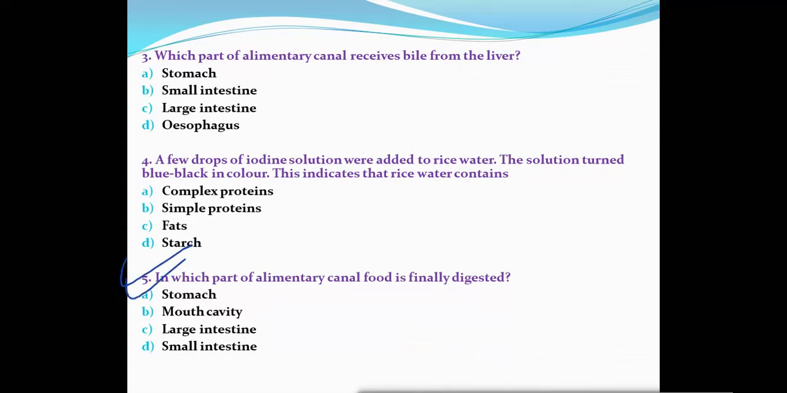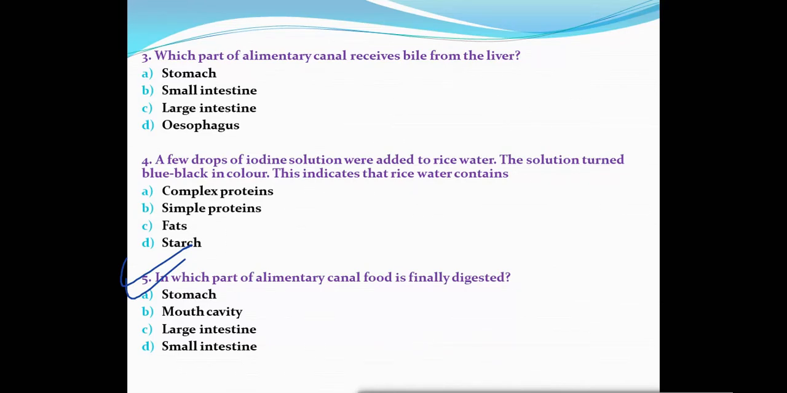Okay, if you know the answer, give the answer in the comment box. In which part of the alimentary canal is food finally digested? In the stomach, in the mouth cavity, in the large intestine, or in the small intestine? Just a hint I am giving you: most of the digestion takes place where?